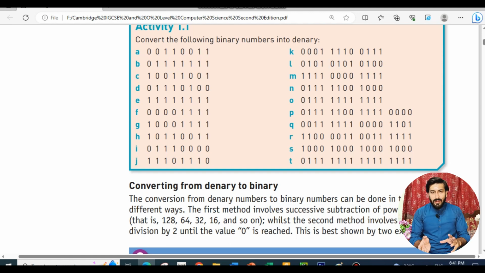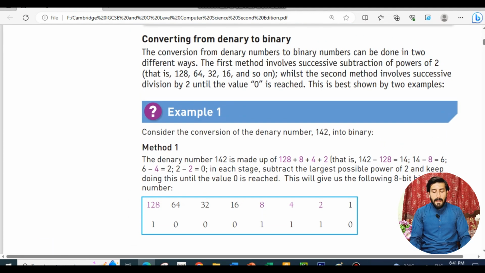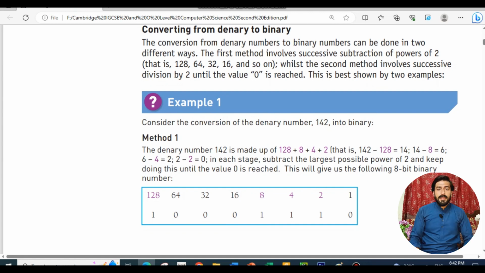Denary to binary, we will be given a denary number, and we will have to convert that into binary. And keep in mind, the subscript or the base of denary is 10, meaning that it can contain numbers from 0 all the way up till 9. So a total of 10 digits can be represented with denary. Hence, the subscript of denary is 10. Again, denary, deca. See the relation? So it's the denary number system.